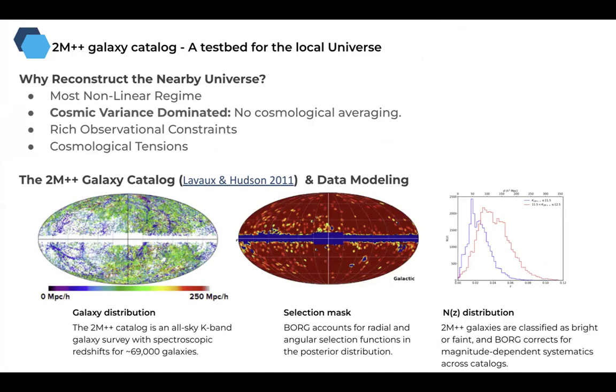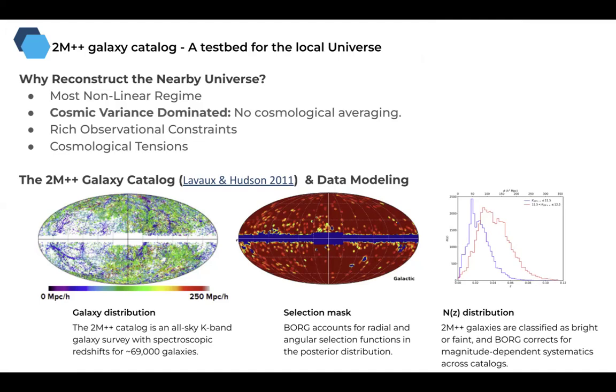So why are we interested in reconstructing the nearby universe? The nearby universe constitutes a very interesting test for field level inference and cosmology in general, for various reasons. It is the most nonlinear regime that we can observe because it's very close by on the light cone, so it's the large-scale structure that has had the most time to evolve. At the same time, it's cosmic variance dominated, because no cosmological averages are possible as we are below the scale of cosmic homogeneity. So this is a scenario where we actually have to account for the specific matter realization, because we do not have sufficient volume for averaging. And this is very interesting.